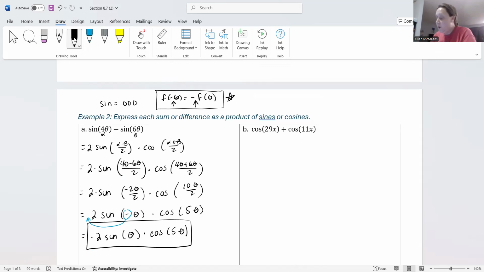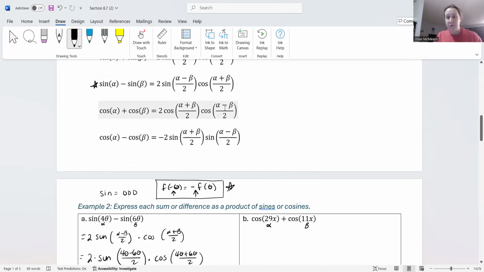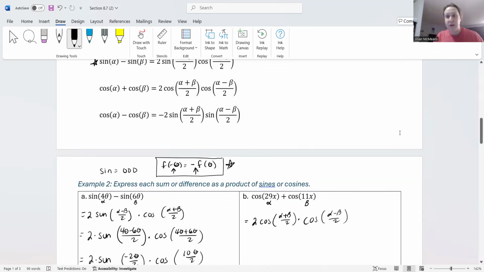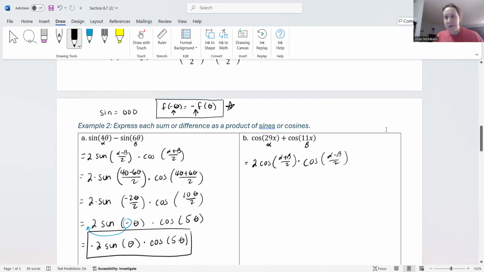For part B, we have cosine of 29x, let's call 29x alpha, plus cosine of 11x, let's call 11x beta. So if we scroll up just a bit, we have cosine of alpha plus cosine of beta. What we want to use is 2 times cosine of alpha plus beta divided by 2 times cosine of alpha minus beta divided by 2. So that's the formula we're going to fill in. It's kind of messy, but I think you get the gist.